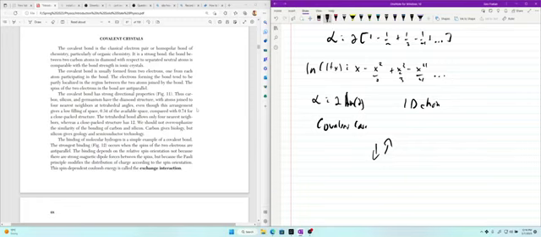Then the binding of molecular hydrogen, H2, is a simple example of a covalent bond. The strongest binding, figure 12, occurs when the spins of the two electrons are anti-parallel. This should make sense, because then they're in the same state and they're in the lowest state possible, so equilibrium.